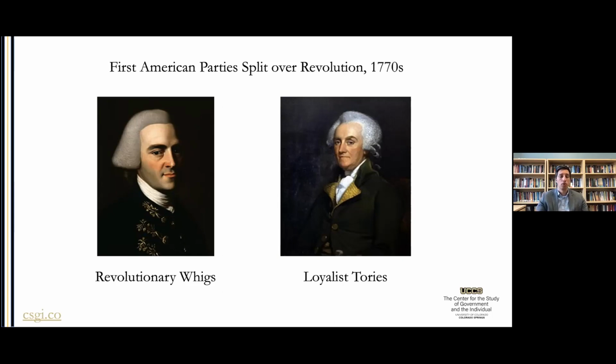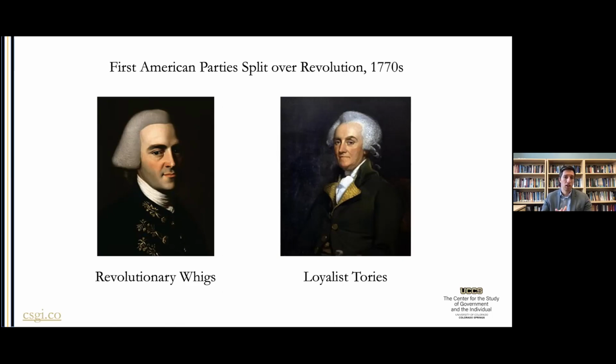And so the rebels who wanted to declare independence called themselves Whigs. This was the name of the party in Great Britain that tended to be more critical of royal power and more supportive of parliamentary power. The loyalists who wanted to remain loyal to the British Crown were called Tories. And this was associated with the political party in Great Britain that tended to be more in favor of royal power.